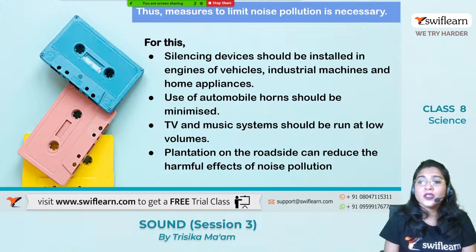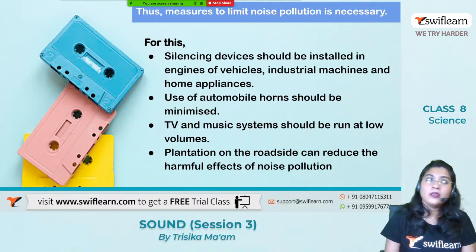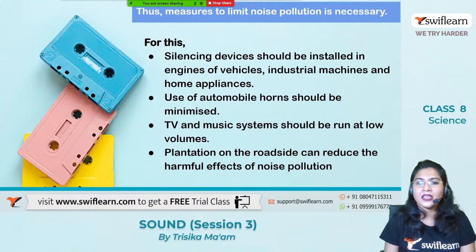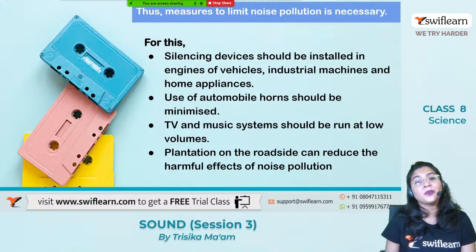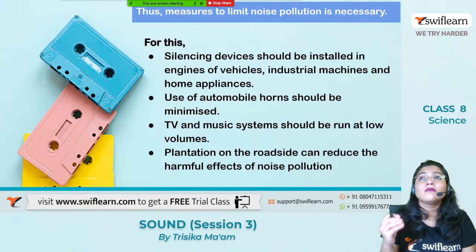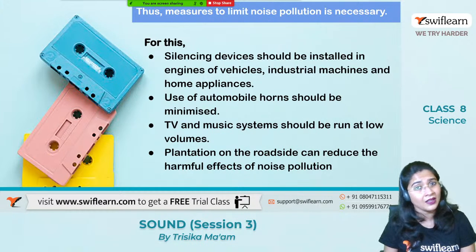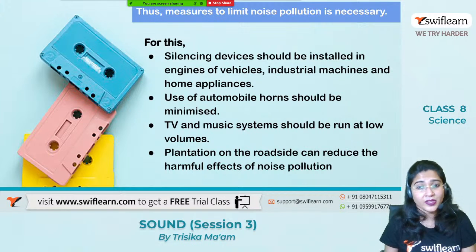Then silencers can be used on industrial machines, or in case of any home appliances or machines which can create a lot of sound, right? Exactly. We can use the automobile horn only whenever it is needed. We can minimize the unnecessary use of the horn, right? So it will create less noise pollution.